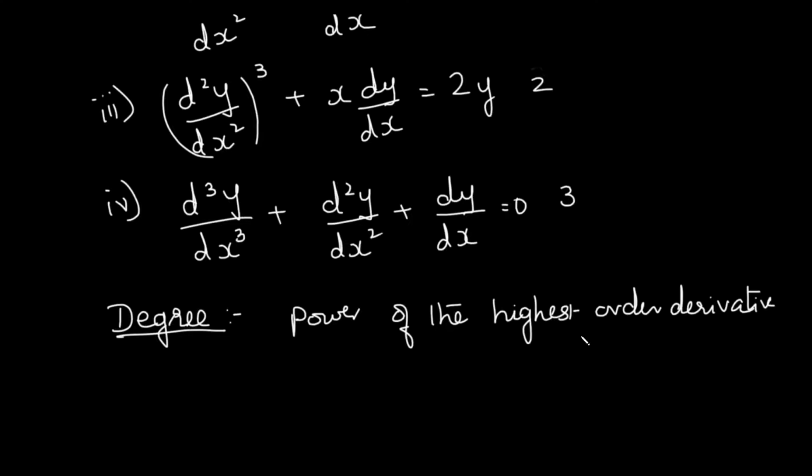It is the power of the highest order derivative when all, see there are certain conditions over here. Now to get the power of the highest order derivative, first of all, we have to make all the derivatives free from fractions. The derivative should not be in fractions. So we have to make the equation free from fractional derivatives. Similarly, the power of the derivative should not have a negative sign. You will learn about all this when I give you examples.